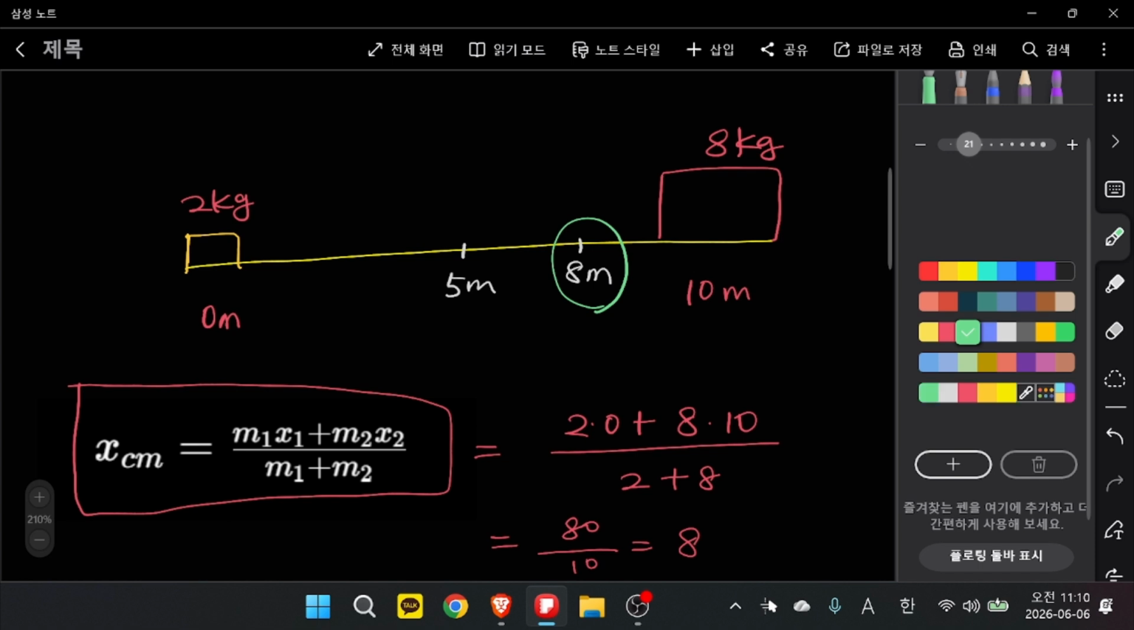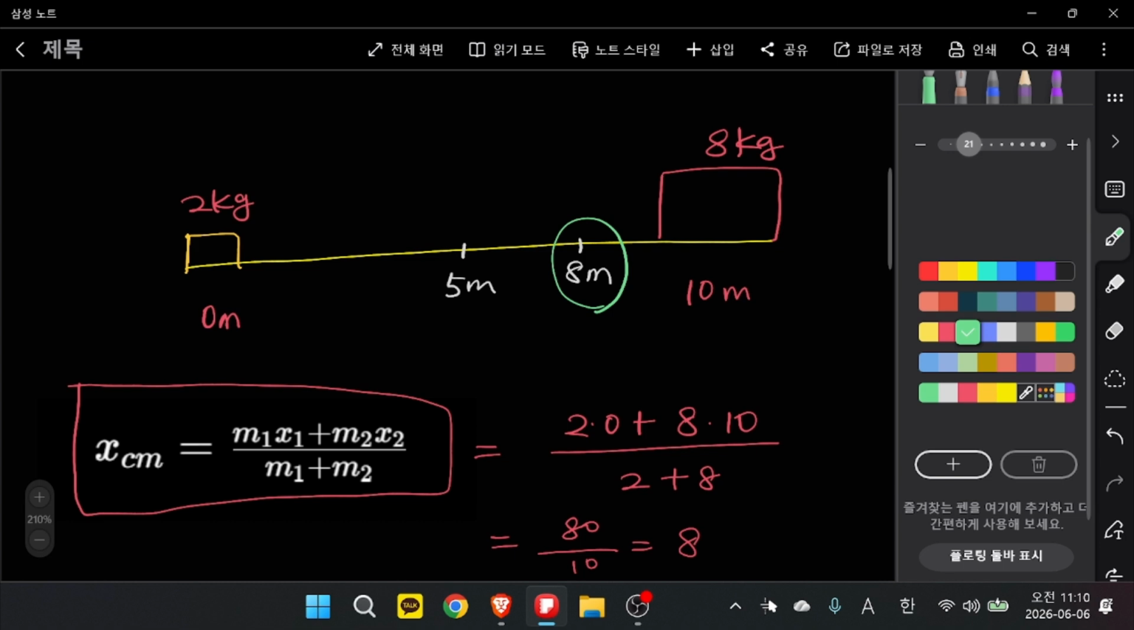Notice that the center of mass is not halfway between the two objects. It is much closer to the 8-kilogram object because that object is heavier.